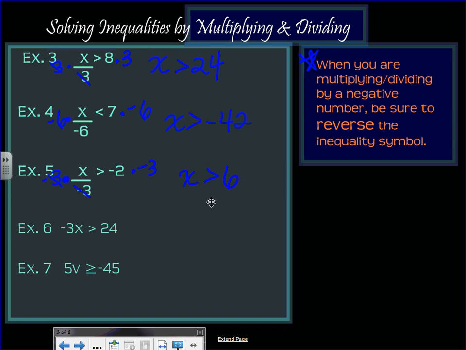And look at that, I messed that up. What do I have to do with the greater than sign? I have to switch it because I multiplied by a negative 3. So this would actually be a less than negative 6.